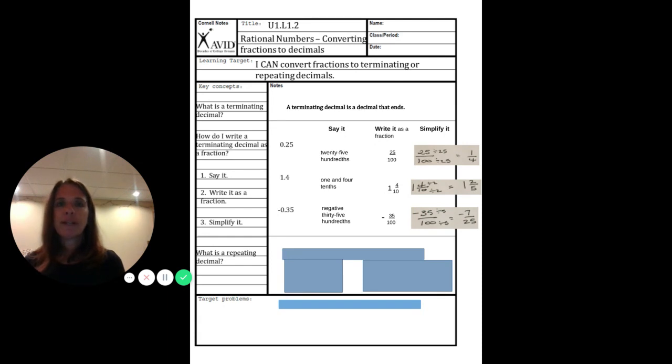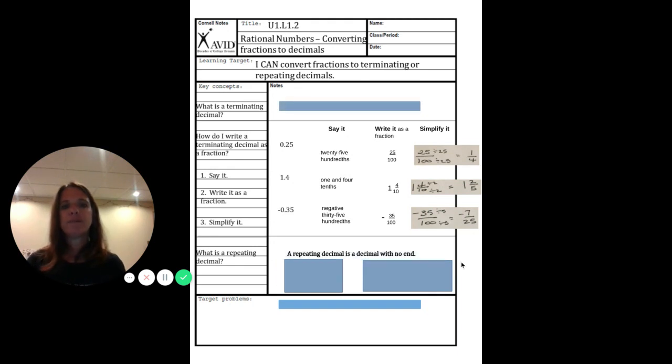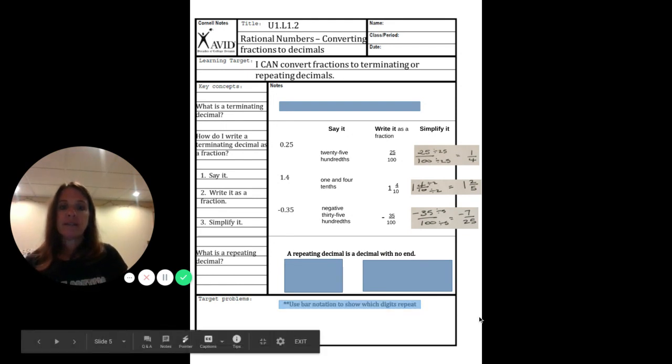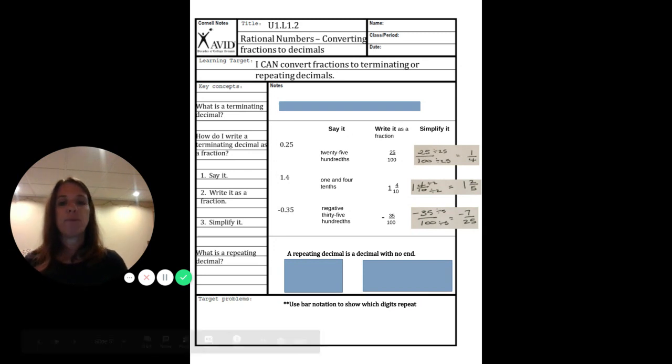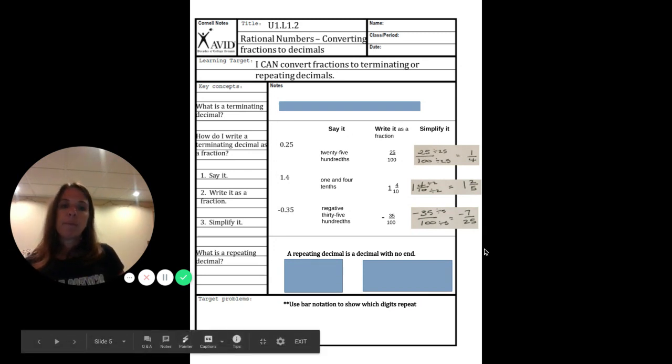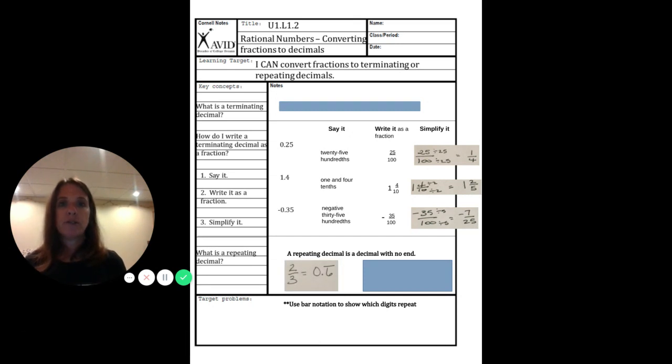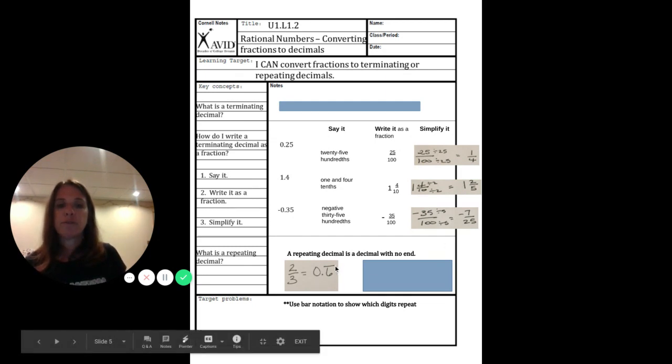The final thing we're going to define today is a repeating decimal. A repeating decimal is a decimal with no end. It doesn't stop. And to show that it doesn't stop, remember we use that bar notation just over the digits that repeat. So I have 2 examples here. 2/3, when you use NITO to get the decimal, it becomes 6/10 repeating, and you put that bar over the 6. There's my bar notation.